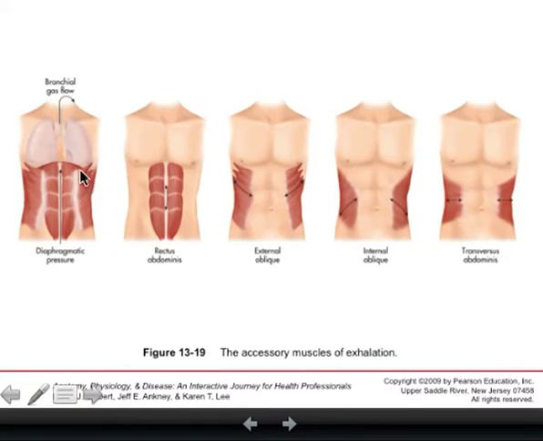So you can see here the diaphragm, and beneath it you see all of the abdominal muscles that can assist: the rectus abdominis, the external and internal obliques, and the transverse abdominis. And the way they do this is they compress the abdominal pelvic contents. This helps to push up on the diaphragm, decrease the volume of the thoracic cavity, and assist with exhalation.